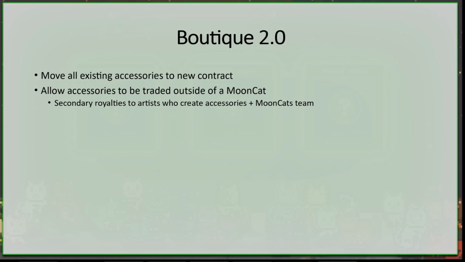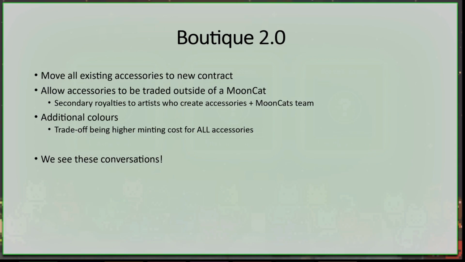With a new smart contract, we could allow accessories to be traded outside of a MoonCat, which would open up secondary royalties to artists who create accessories, as well as the MoonCat team. One of the other things that we could do would be to bring in additional colors. However, there is a trade-off to that, which is minting costs would be higher for all accessories. And mostly we just want people to know that we are seeing these conversations happening.